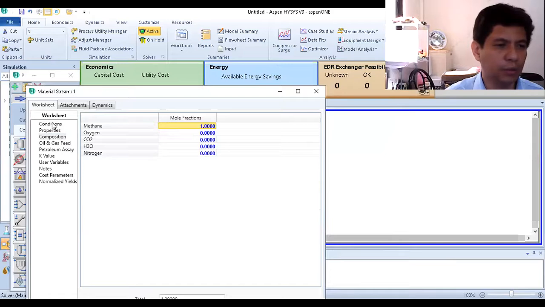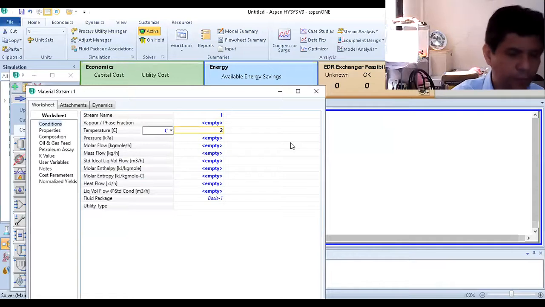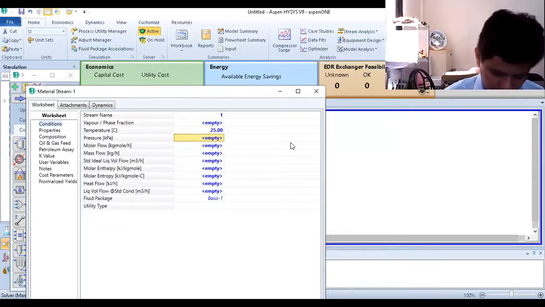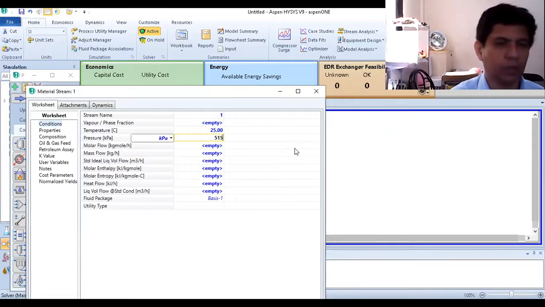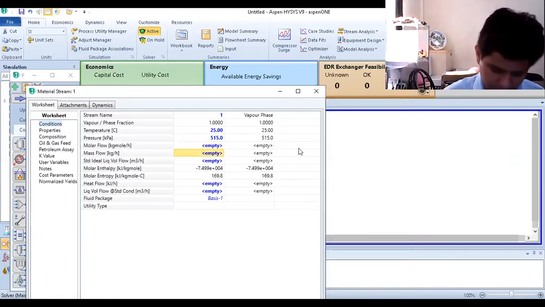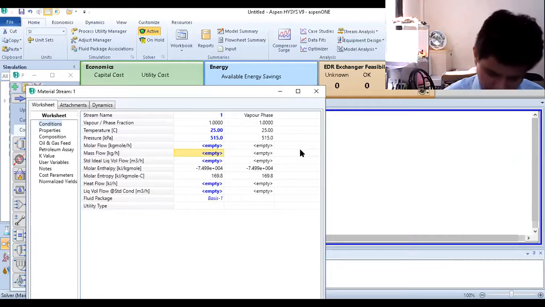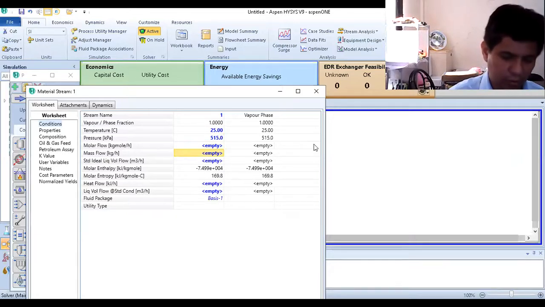Okay, and then go to conditions. The temperature is 25 degrees Celsius for methane, and the pressure is 515 kPa. This is based on the tutorial. Then go to kilogram per hour. I'm going to use 0.472 kilogram per hour. You can find this in the tutorial.